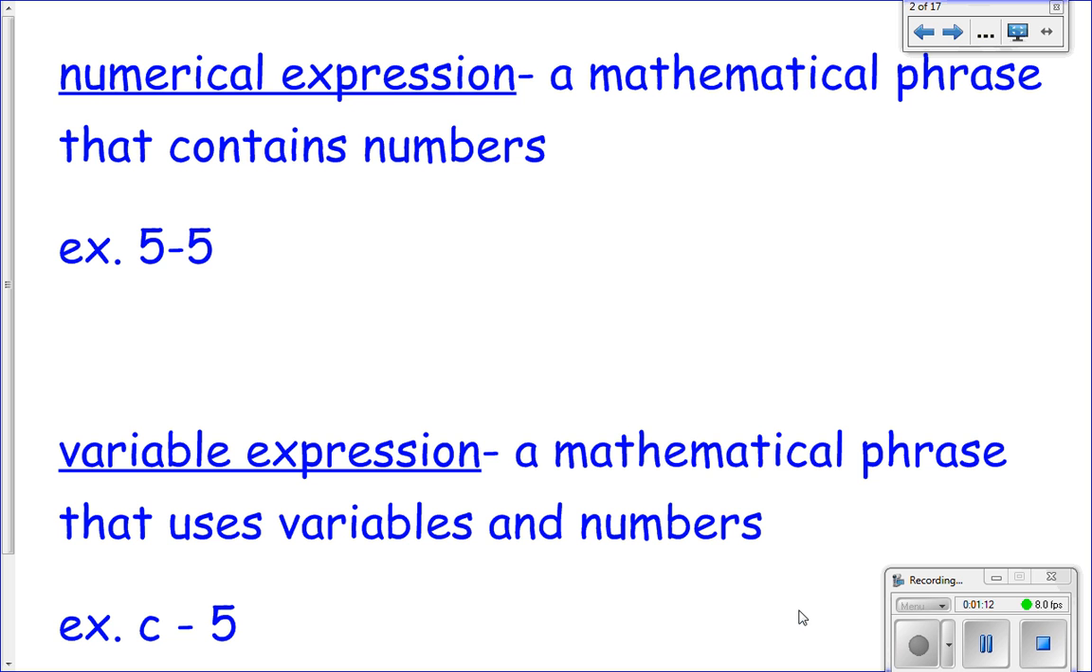There are two types of expressions, a numerical expression and a variable expression. A numerical expression is a mathematical phrase that contains numbers. So for example, 5 minus 5. There's no variables in that expression. A variable expression is a mathematical phrase that uses variables and numbers. For example, C minus 5. It has a variable and it has a number. If you notice, expressions do not have equal signs.